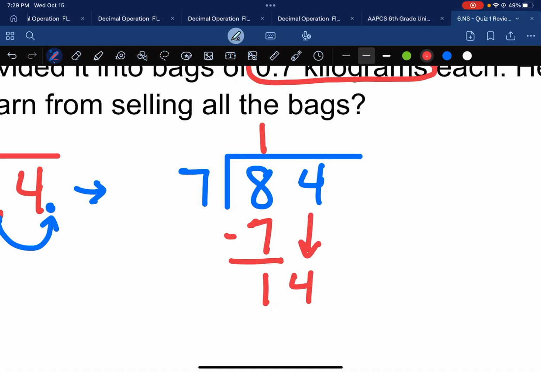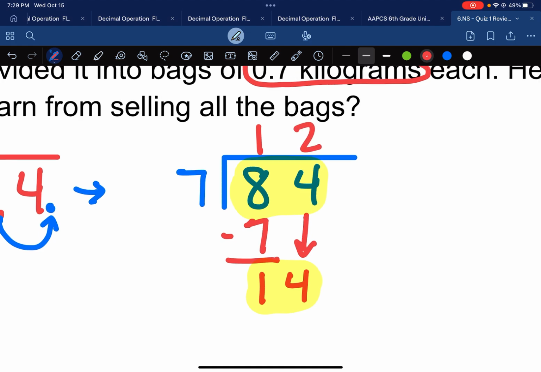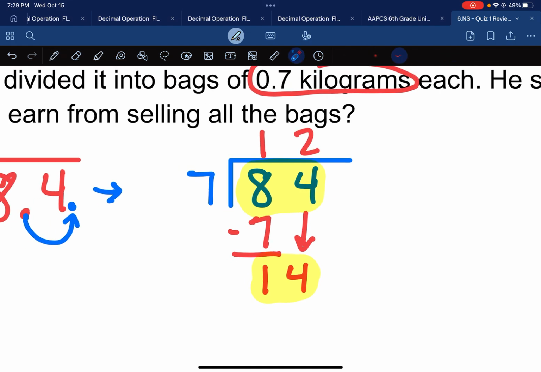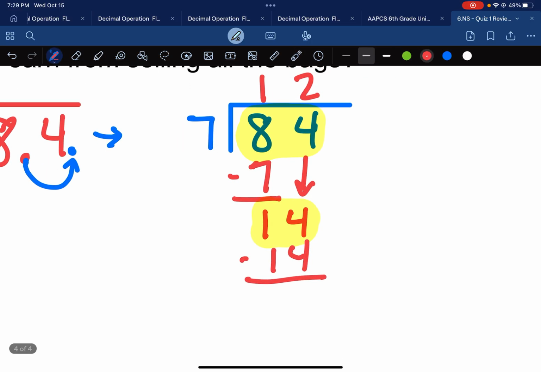So before I divided 84 by 7. Now I'm going to divide 14 by 7. And how many times can 7 go into 14? Well, that's going to be 2. So we'll put a 2 up there because 7 times 2 is going to give us 14. And we'll write that here and subtract and we'll get 0.